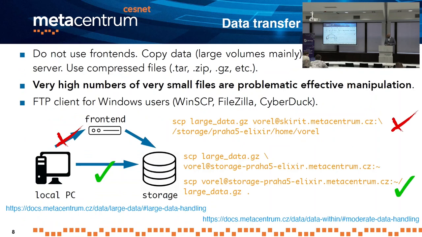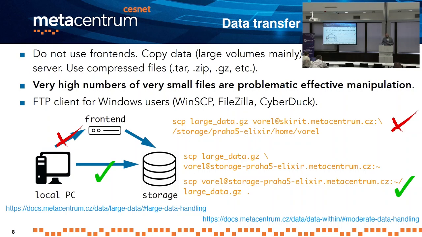Another quite common problem which our users have is how to manipulate data, how to copy data, how to transfer data. This example just tries to explain how to move data from your local computer to our storages. There are a couple of recommendations. If you have a very high number of very small files, try to compress them into some archive, because it's not effective if you are trying to move like 10 million very small files. It's very slow, and in the end it's not comfortable for you.